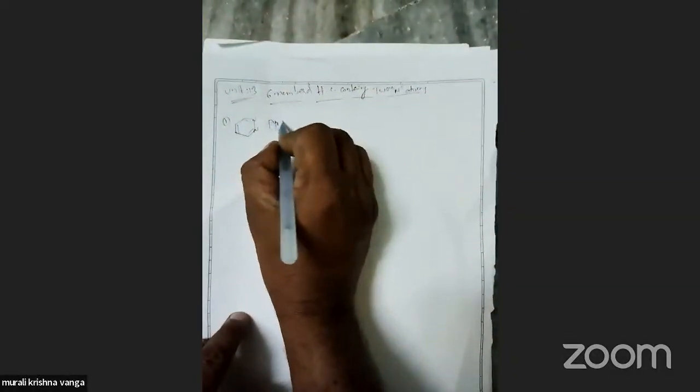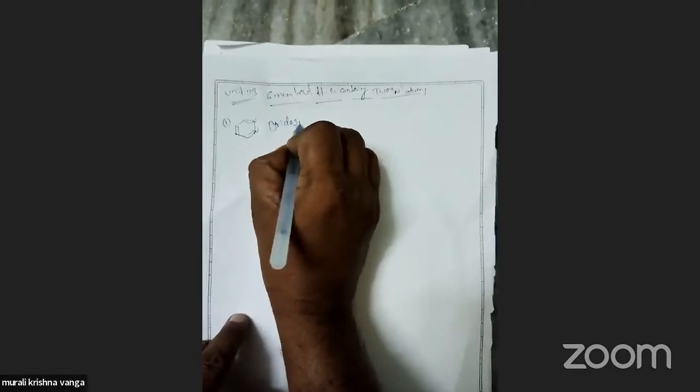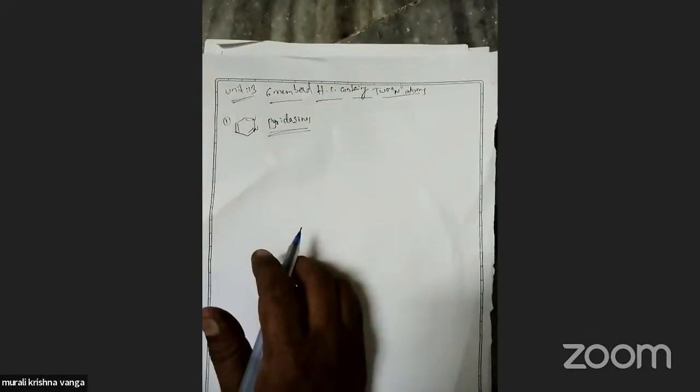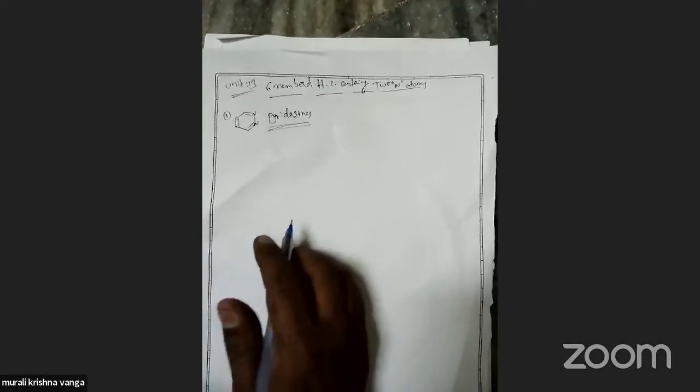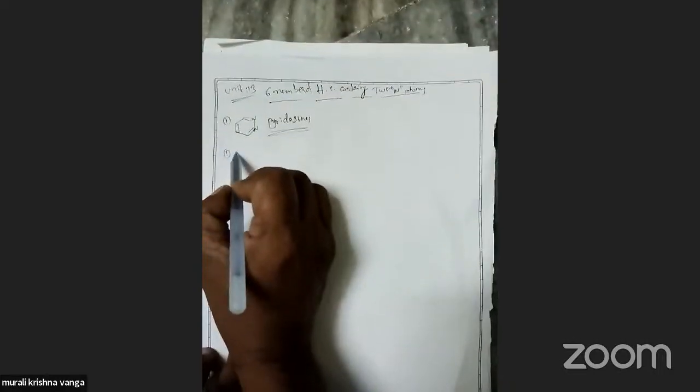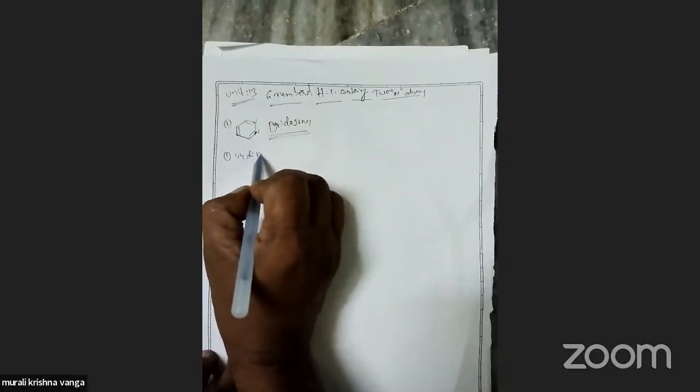Pyridazine. A 6-membered unsaturated ring with 2 nitrogen atoms at the 1,2 position is called pyridazine. Now, the synthesis of pyridazine from 1,4-diketones.